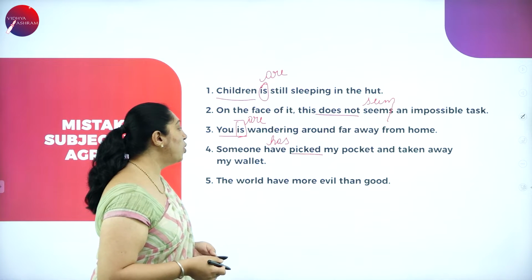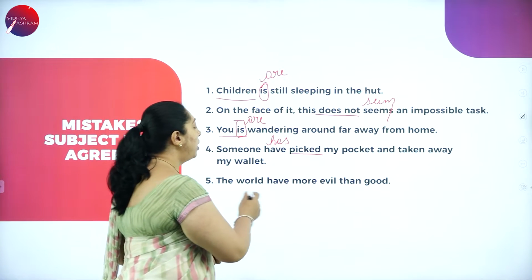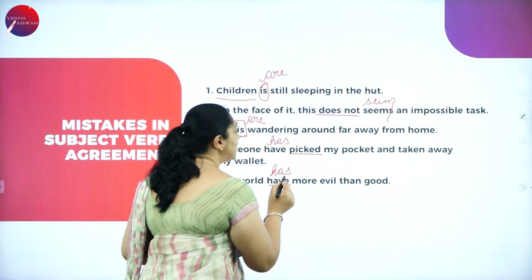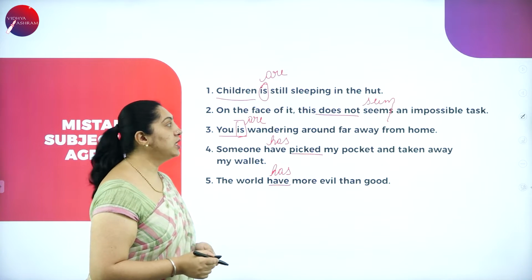The world have more evil than good. The world has, the error here is "have". The world has more evil than good.